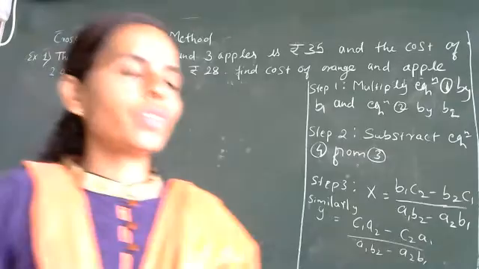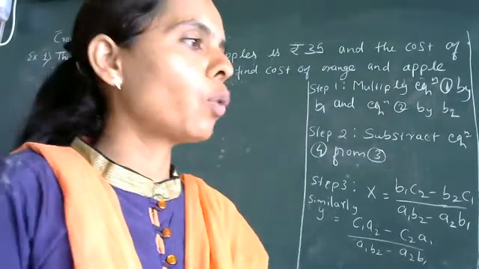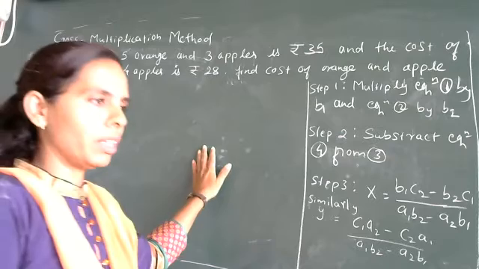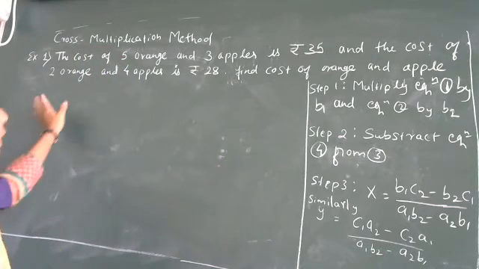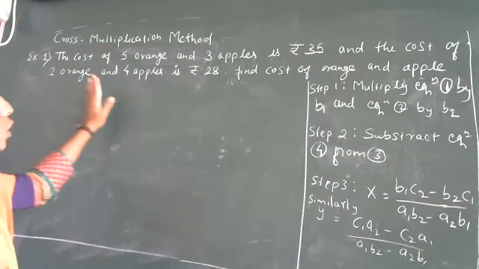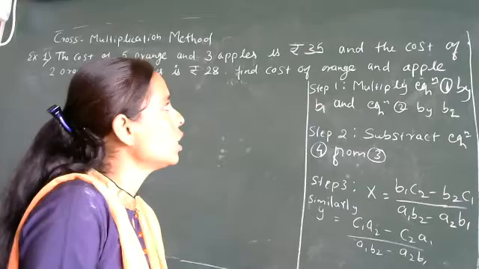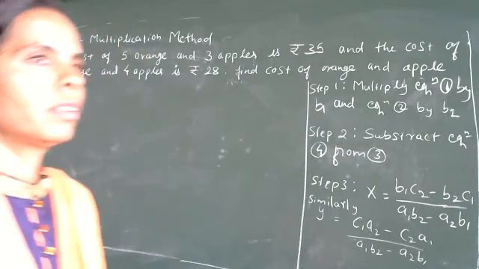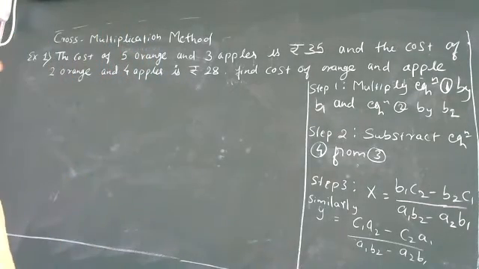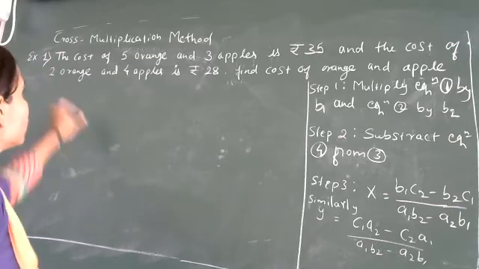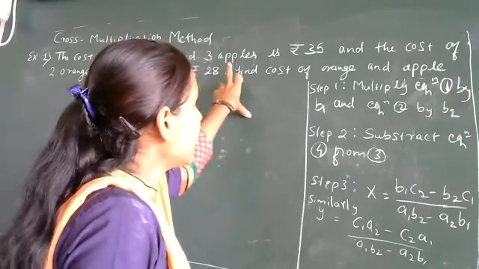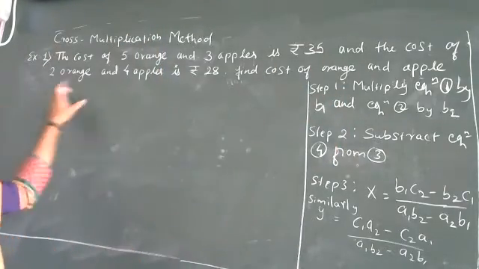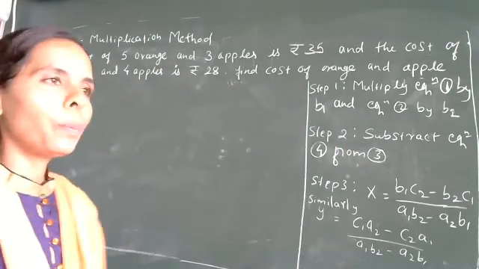Now whatever we studied in the last video, that is the elimination method, with that only we are going to see this method. Okay. So here is one example. They have given the cost of 5 oranges and 3 apples is rupees 35. Is it visible now? Yes, the board is visible. Okay, so the cost of 5 oranges and 3 apples is rupees 35, and the cost of 2 oranges and 4 apples is rupees 20.